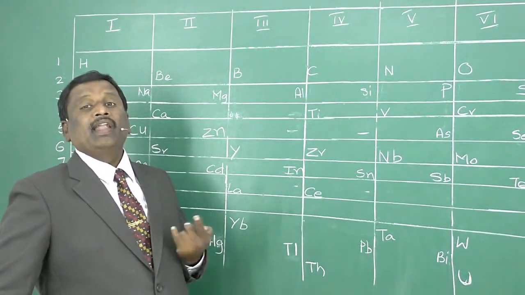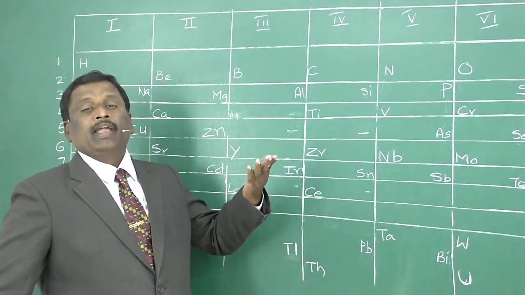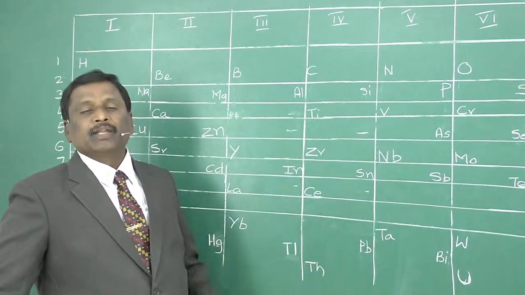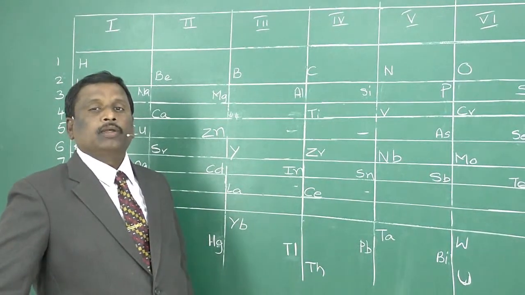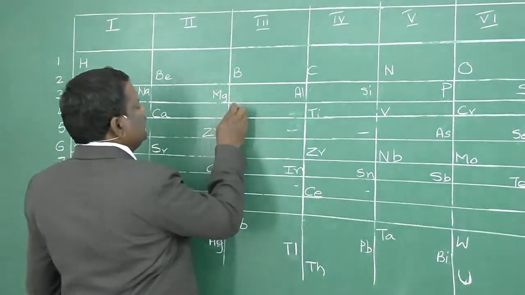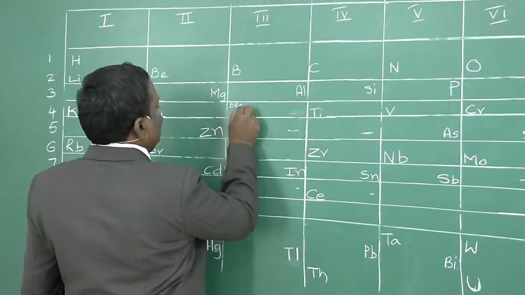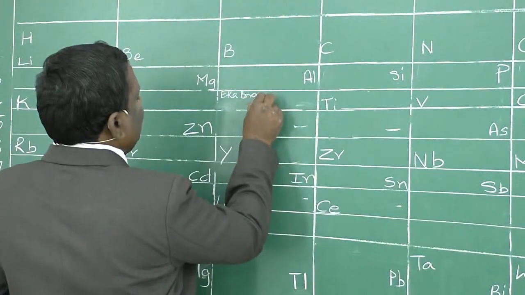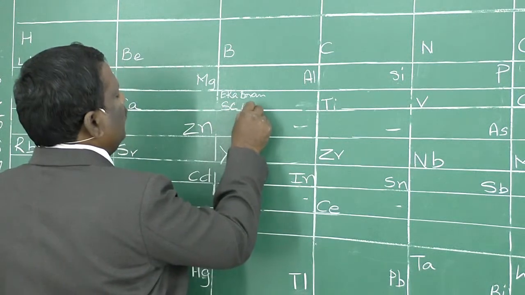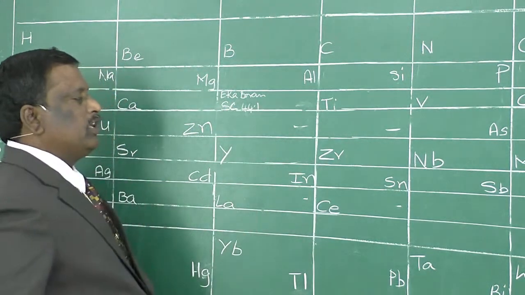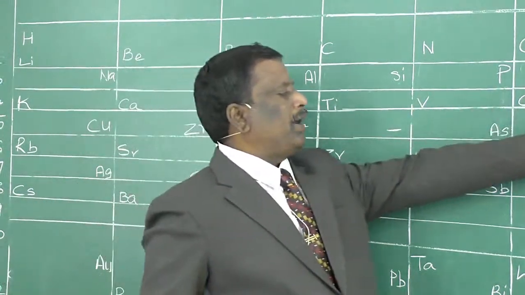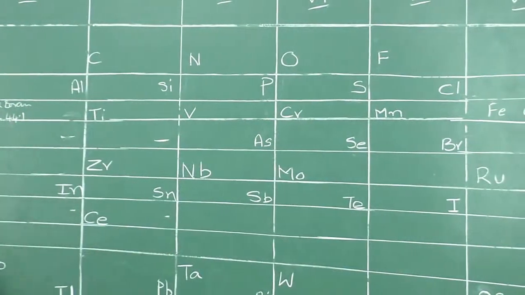In that way, Mendeleev made a path for the discovery of so many unidentified elements during that time itself. So he named that element eka-boron. But later it was identified as scandium, and its atomic weight is 44.1, which is very near to his prediction. Then titanium, vanadium, chromium, manganese, iron, cobalt and nickel.